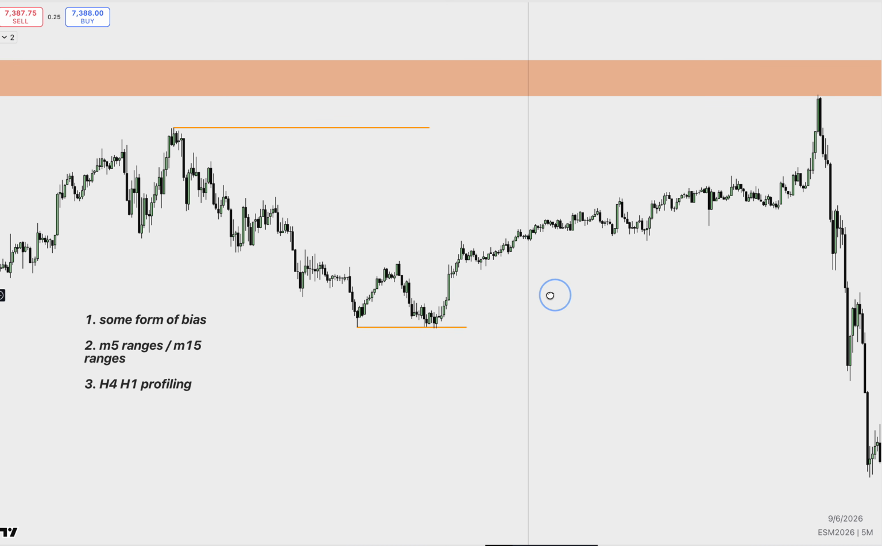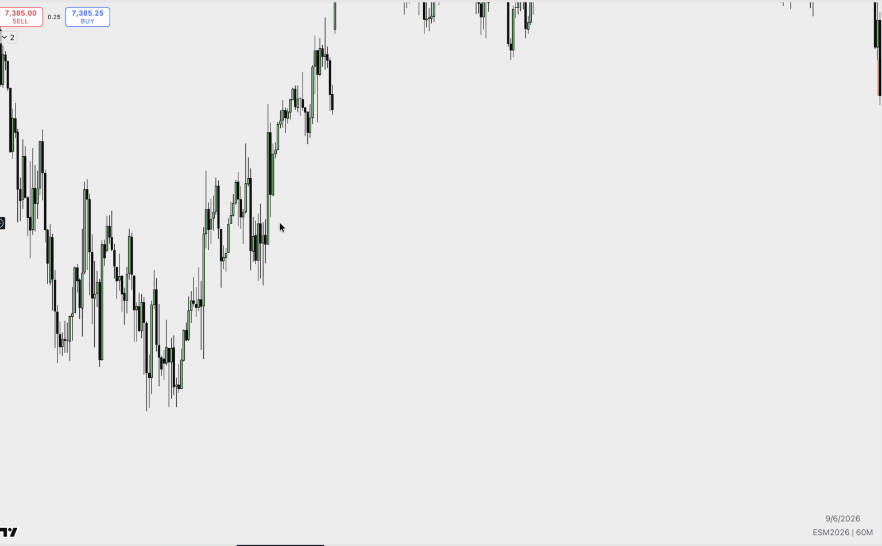But I was scouting the longs originally, and so what do we have here? Some form of bias. I want to see this hourly fair value gap. Again, this is the orange shaded box. That hourly fair value gap traded up to. M5 ranges taken out, and we're working towards the range high. And then 4-hour and 1-hour profiling. So let's go to the 1-hour time frame.